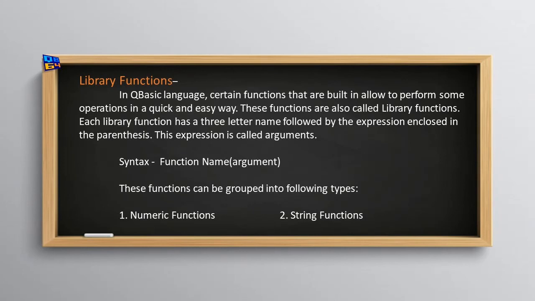Now let us see the library functions in QBasic. In the QBasic language, certain built-in functions allow you to perform some operations in a quick and easy way. These functions are also called library functions. Each library function has a 3-letter name followed by an expression enclosed in parentheses. This expression is called the argument. So now let us see these library functions. These functions can be grouped into the following types: numeric functions and string functions.